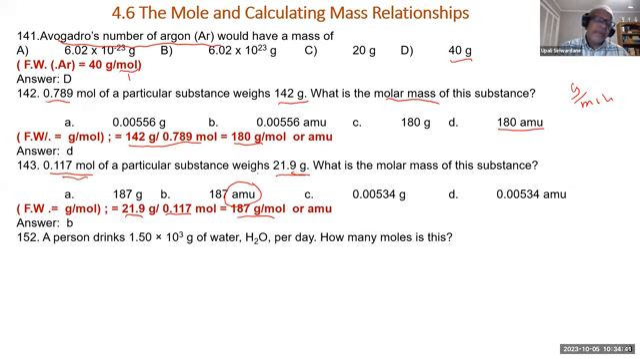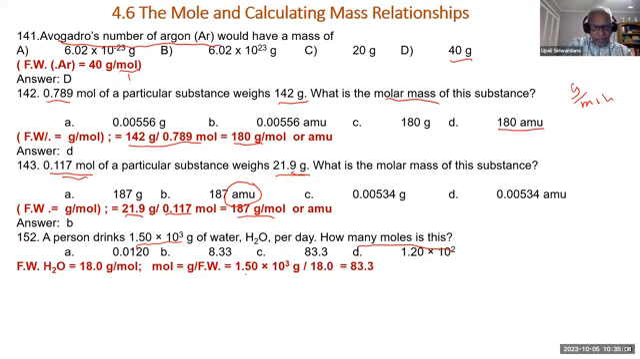A person drinks that many grams of water per day. How many moles is this? So to get the moles, grams divided by formula mass. Formula mass of water is 18. Therefore, this number divided by 18 is 83.3. This is the answer. C is the answer.